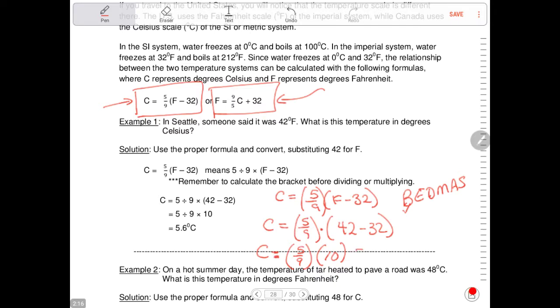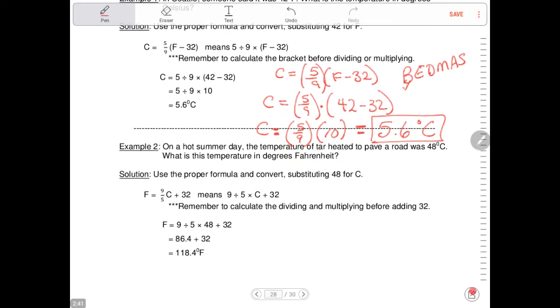Now, these two brackets are right next to each other with no symbol. That means multiplication. So what you're going to want to do now, if you have a scientific calculator, is go open bracket, 5 divided by 9, close bracket, times 10. And your answer will be in the ballpark of 5.6 degrees Celsius. Please make sure that you can do that in your calculator right now.